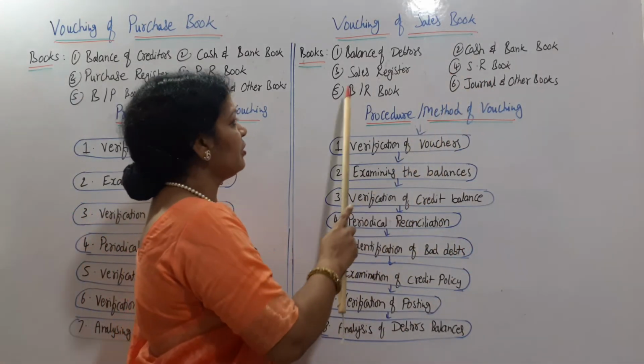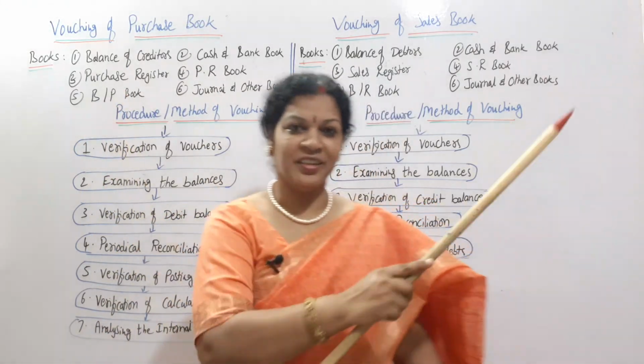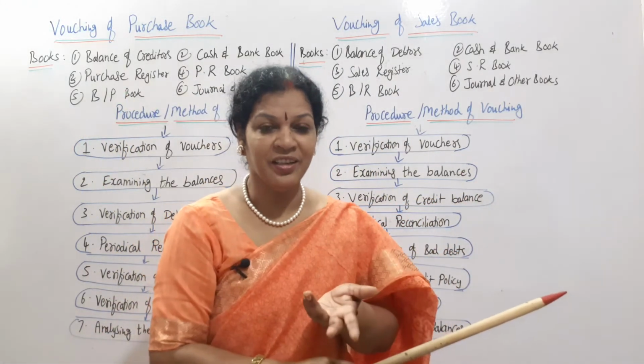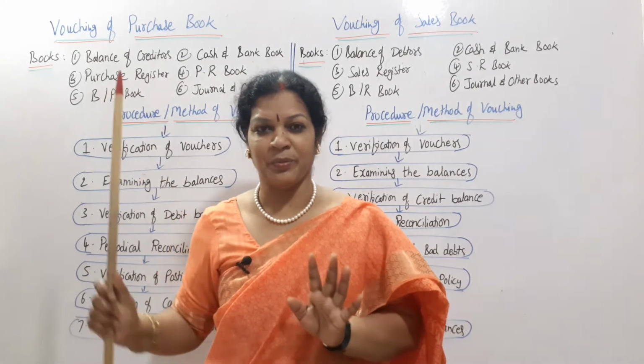So that is sales returns and bills receivable book. Here we said bills payable, na? Here it is bills receivable. When you are selling, bills receivable. When you are purchasing, bills payable.